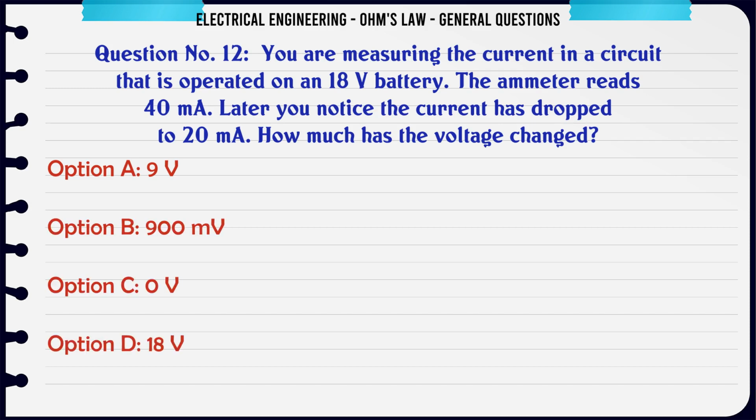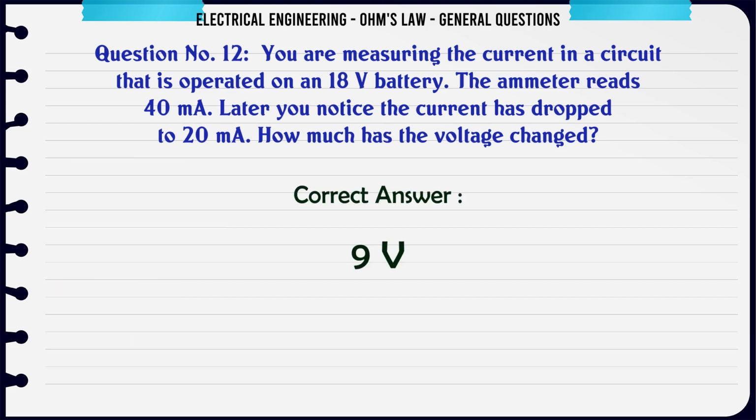You are measuring the current in a circuit that is operated on an 18 V battery. The ammeter reads 40 mA. Later you notice the current has dropped to 20 mA. How much has the voltage changed? A) 9 V, B) 900 MV, C) 0 V, D) 18 V. The correct answer is 9 V.